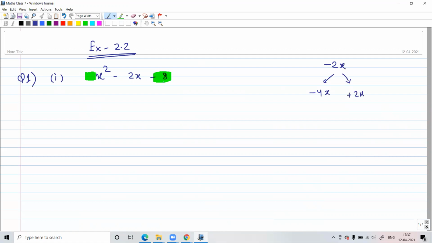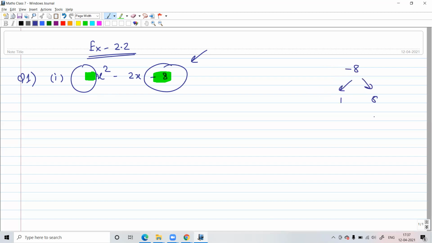Yes. See, the coefficient of x square and the constant term, here it is 1 and here it is minus 8. So 1 into minus 8 will give you what? It will give you minus 8. And this minus 8 can be split up as 1 into 8, 2 into 4. So which one should I pick, 1 and 8 or 2 and 4? Which one should I pick to get a minus 2 over here?